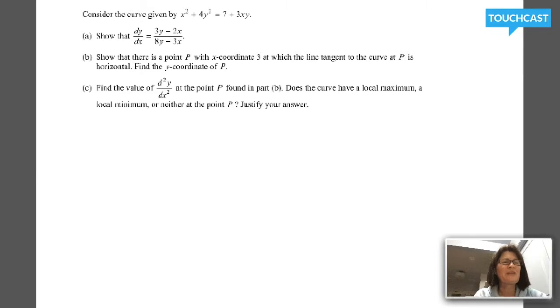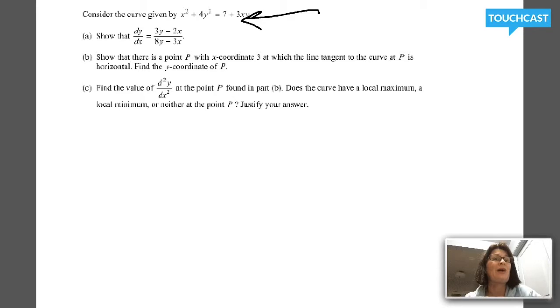All right, so part B, show that there's a point P with x-coordinate 3 at which the line tangent to the curve is horizontal. Find the y-coordinate of P. So they're saying there's some ordered pair on this original function, xy, and the x is 3, and at that place, there's a horizontal tangent. So we have to figure out, when does a function have a horizontal tangent? Well, the slope of the tangent is the derivative. We need the slope of the tangent to be 0 because horizontal lines have slope 0.